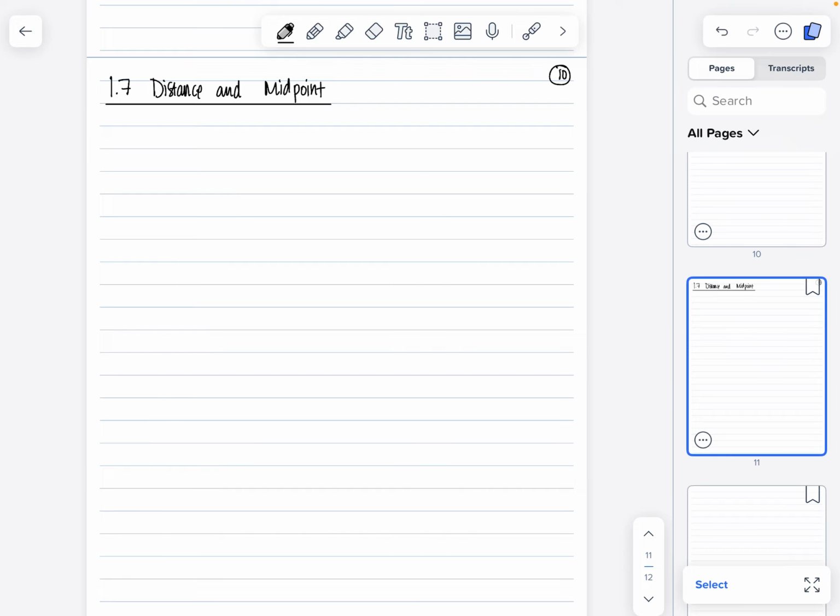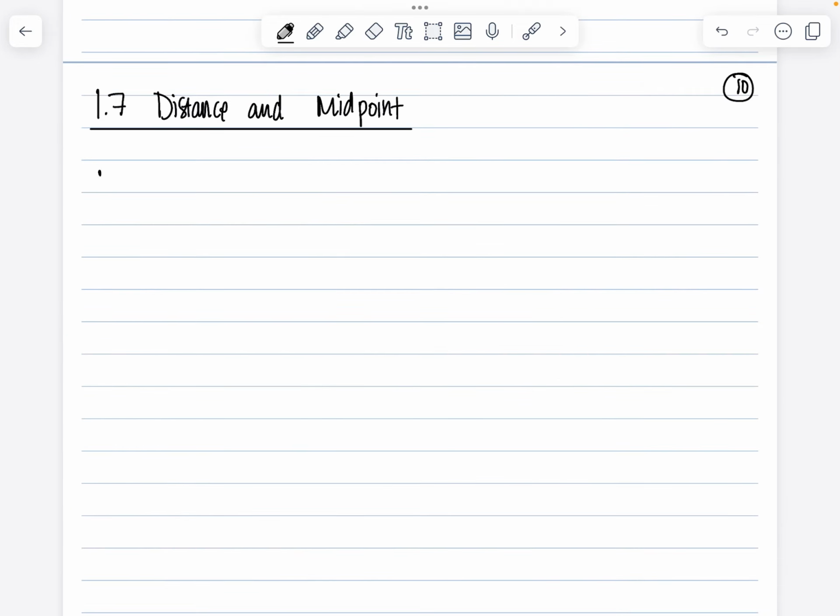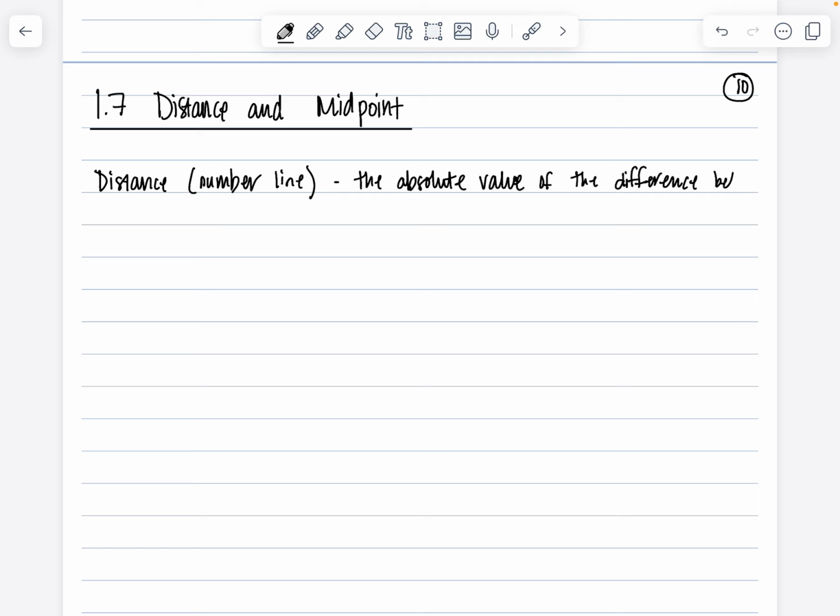Distance. We'll start off there. Distance. And I'm going to put in terms of a number line. Number line distance is the absolute value, by definition, of the difference between two coordinates. Of the difference means subtraction, the difference between two coordinates.